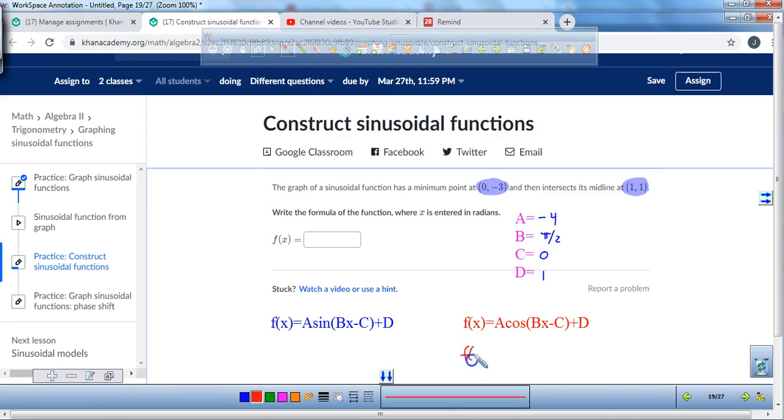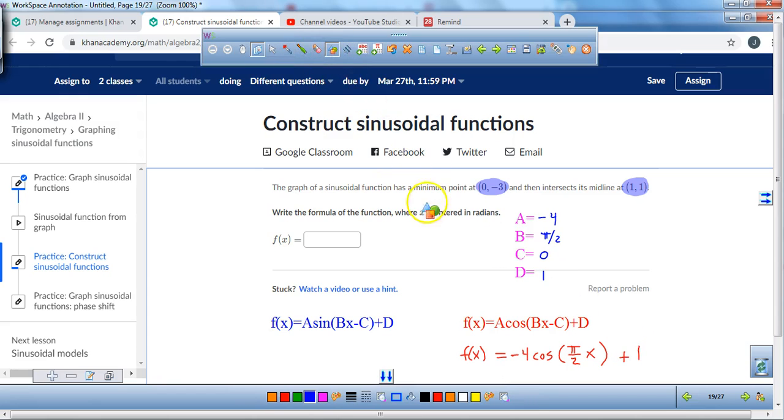It's going to be f of x equals -4 cosine, open parentheses. Our b value is pi over 2, so we'll put pi over 2. Then we'll stick an x right next to it. But there's no c value, so I just close the parentheses, and I put plus 1 as our d value. So that's what I'm going to be typing in to the Khan Academy.